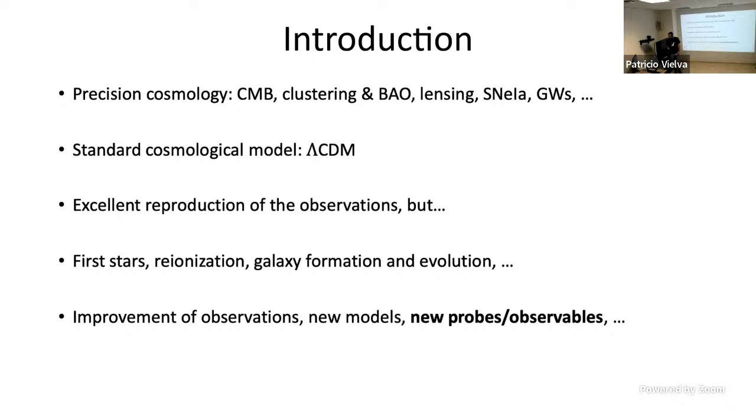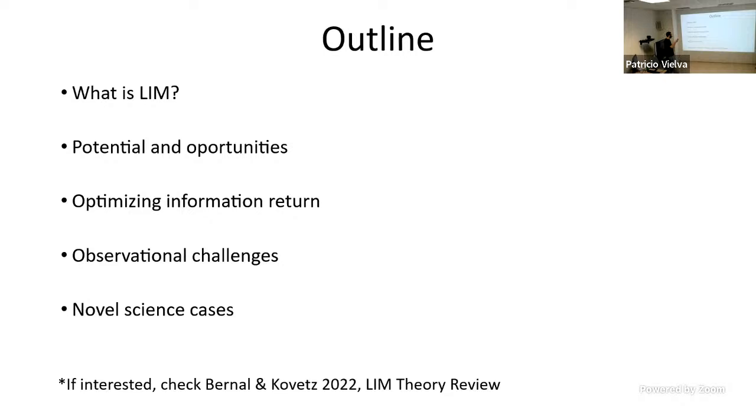Okay, and I'm going to be focused on line intensity mapping. As I said before, I'm going to start by saying first what is line intensity mapping, the potential and opportunities that this cosmological probe has, how can we optimize the information return, and then there is no free lunch. There's also a lot of observational and theoretical challenges, and if I have time, I can discuss some novel science cases that the intrinsic nature of line intensity mapping opens the door to.